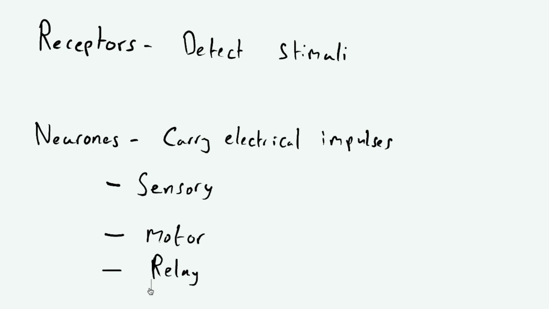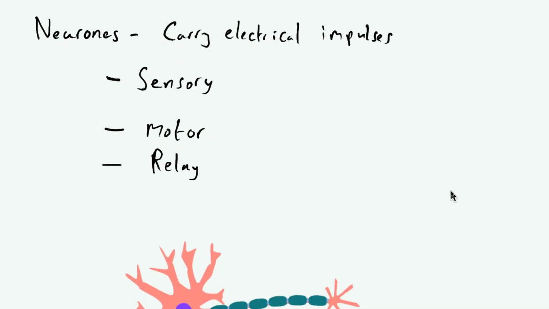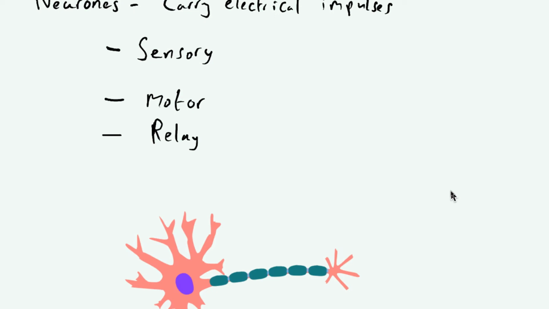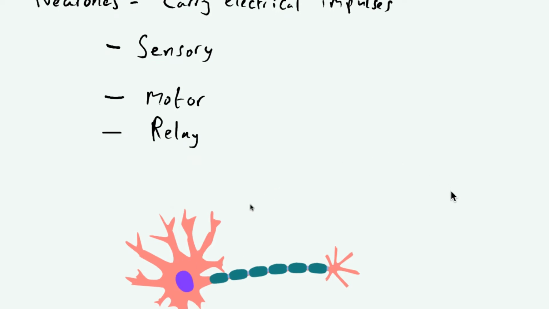Okay, so sensory neuron to motor neuron via a relay neuron. But we'll come on to that in a later video, so don't worry too much about that. Alright, and just to give you a quick idea, this is what a neuron looks like. Here's a diagram. This is basically a neuron, right? Now, you don't need to worry about all the details.